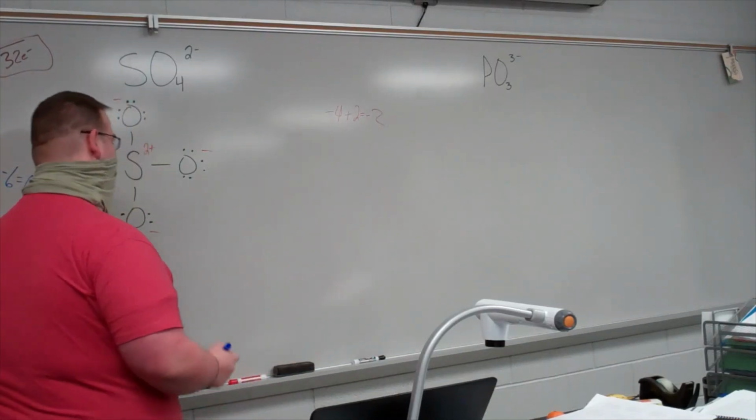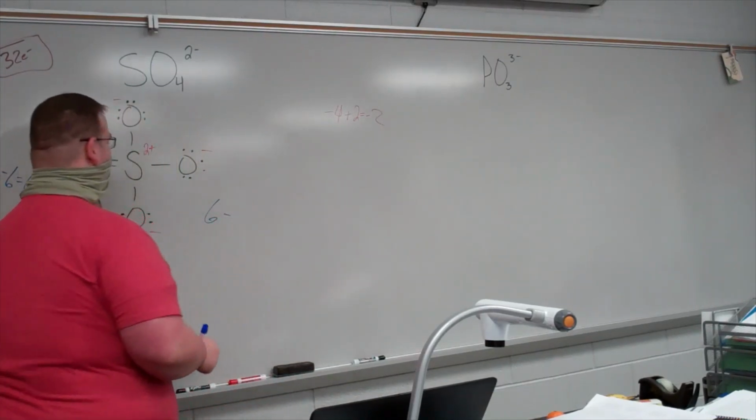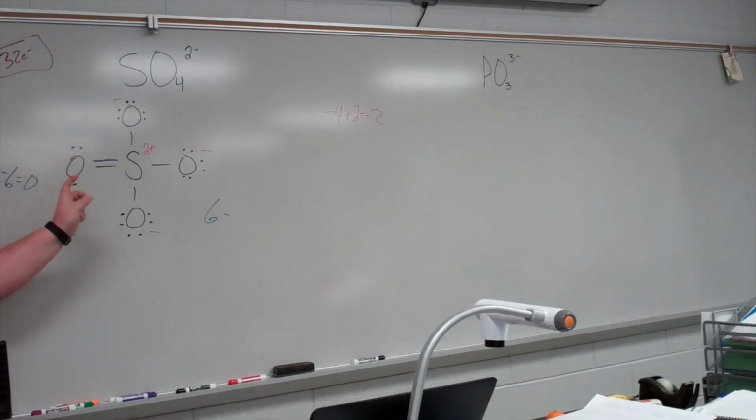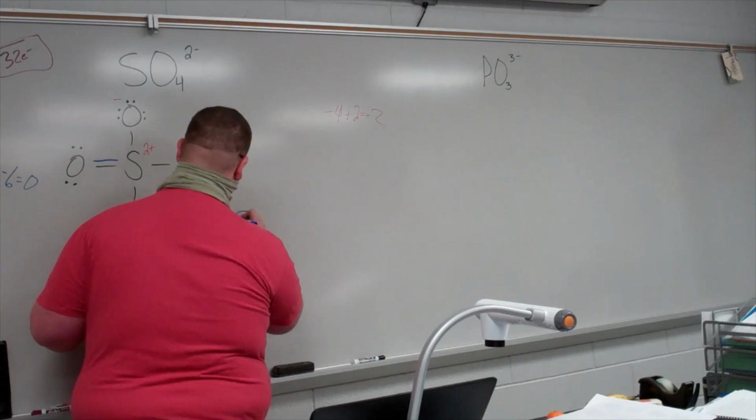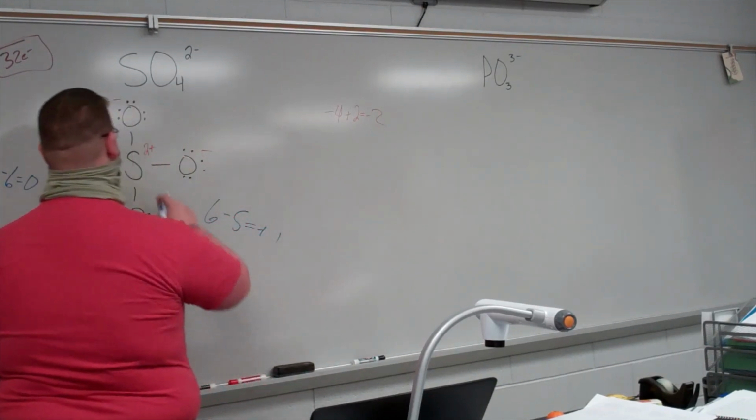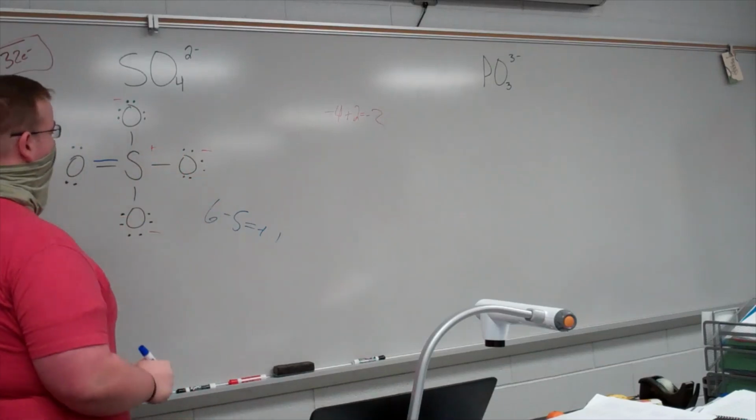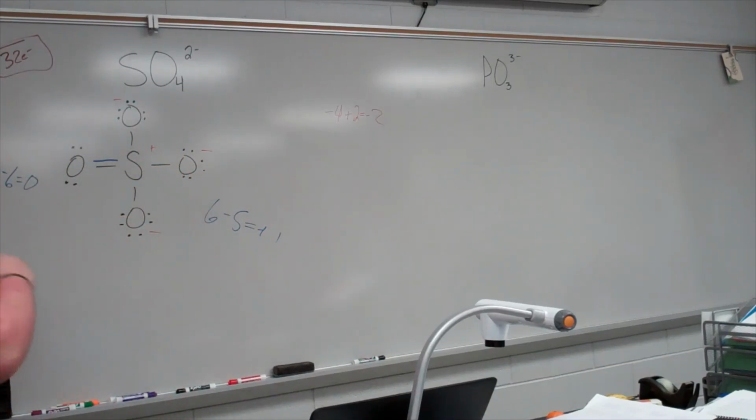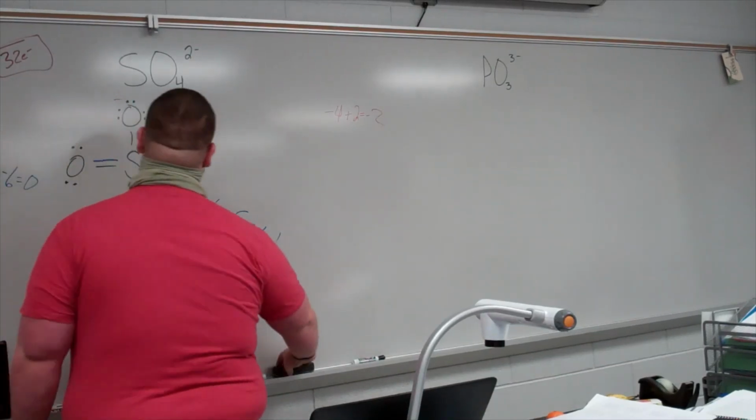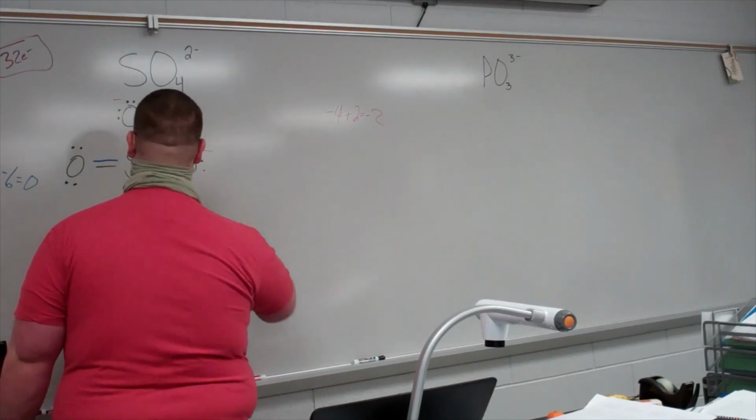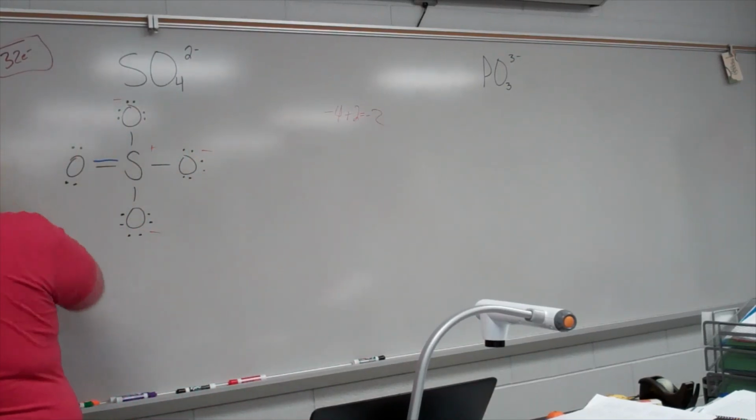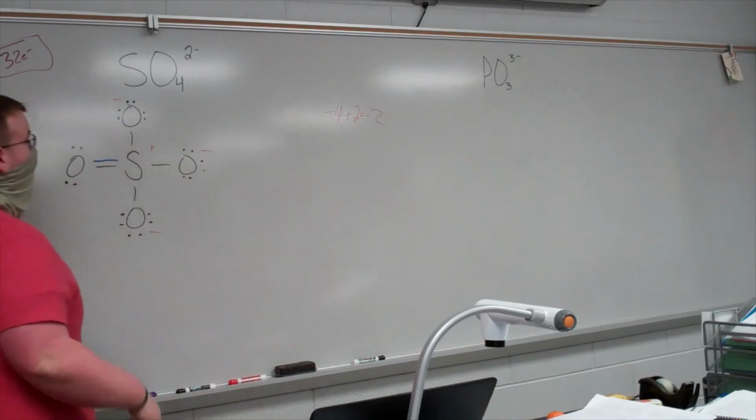Look at the sulfur. How many does it normally have? 6. Subtract out, how many does it have now? 5, which gives us a positive 1 charge. So now that 2 goes away. We only have a single positive charge there. Is it possible for us to get rid of another charge? Yep. So we'll get rid of another charge.